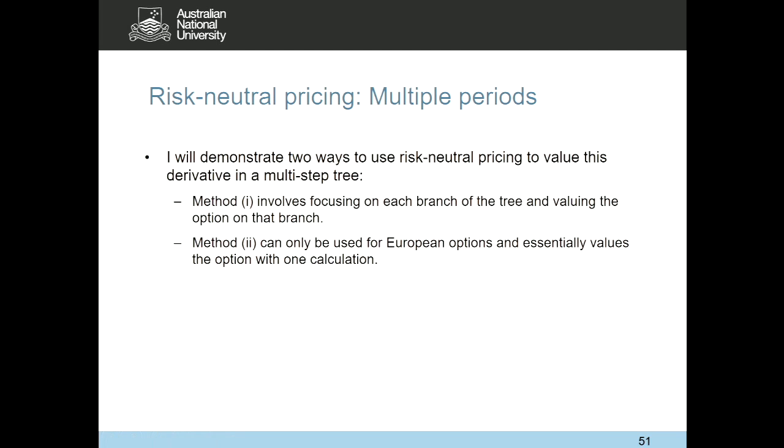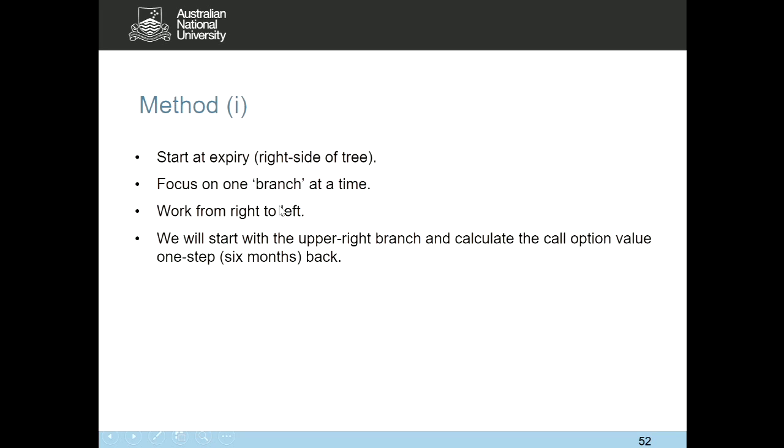Okay? And I'm going to demonstrate two methods. The first method is to work tediously at each branch of the tree. Then we get the present value. And the second method can only be applied to the European option. We're going to discount all of the payoff from the terminal point all the way back to the present. So I'm going to demonstrate two methods here.